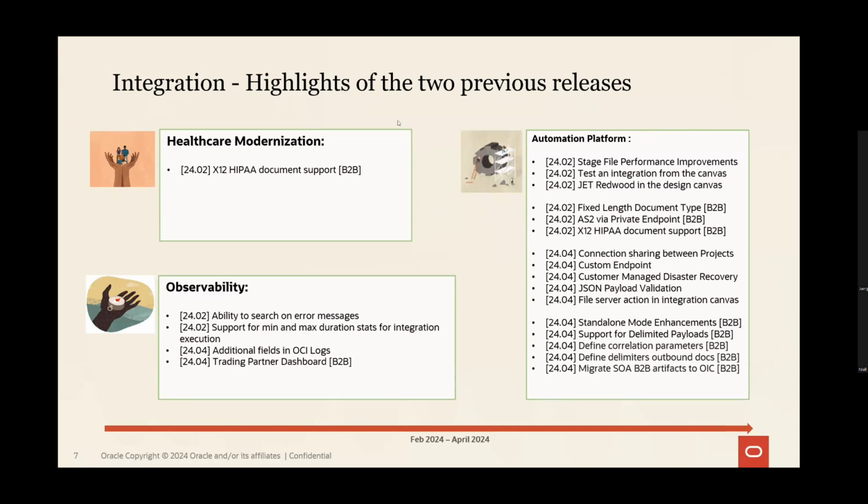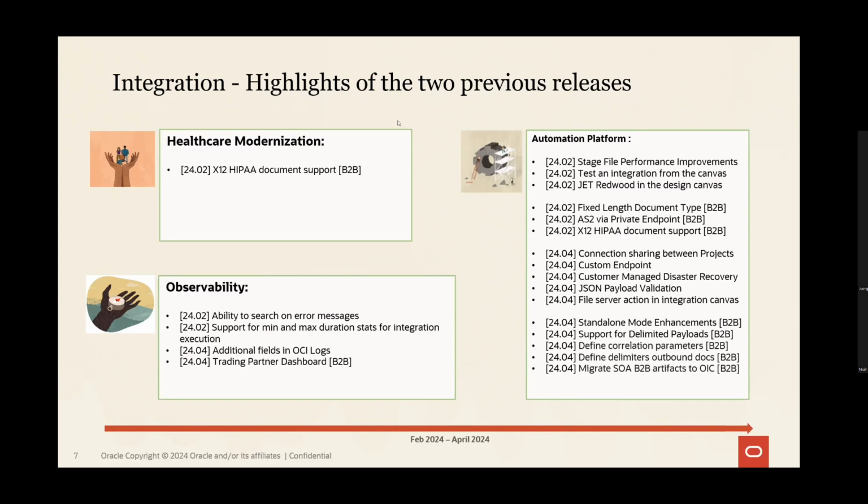But we now have the ability within projects to share integrations between projects and also to share connections between projects. Projects also are RBAC enabled. So that means you can decide whether the integration artifacts in your projects can be seen by other folks, can be edited by other folks, or whether it's private to you.